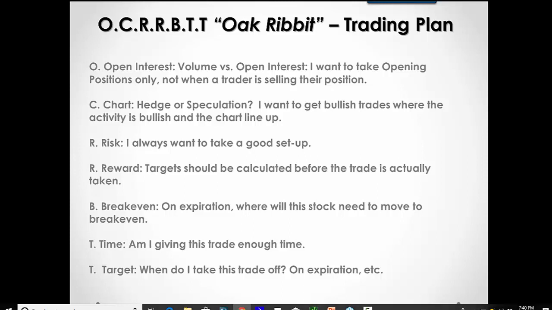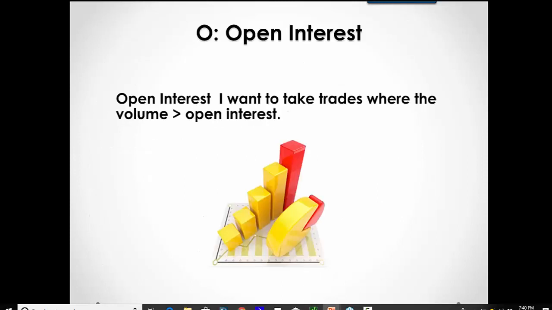Okay. So this is it, guys. This is how you can take any order you see on Twitter, or that you see people talking about on Halftime Report, and decide if you want to place a trade. OCRRBTT. Volume versus open interest. Chart. Risk versus reward. Break even. Time and target.